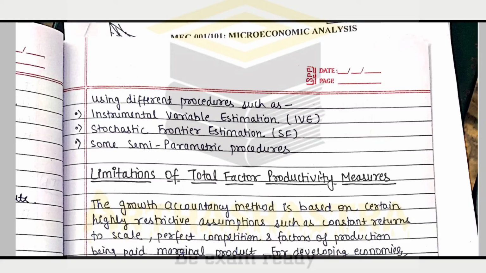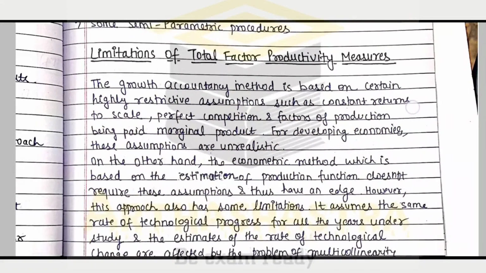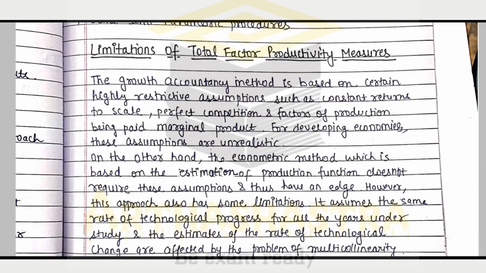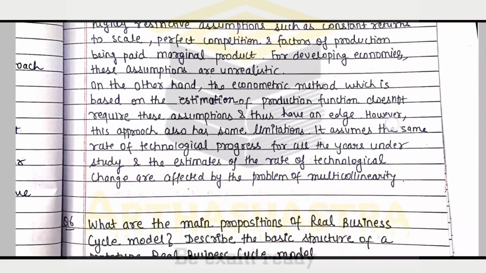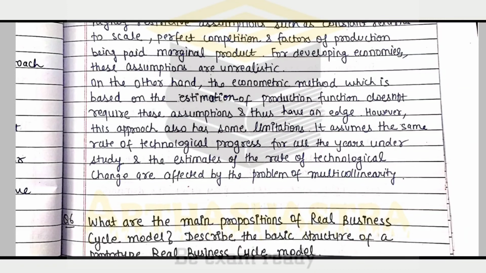and now we have written down the limitations of total factor productivity measures. Now we have seen three basic methods of measuring total factor productivity. So we are writing their general limitations, and here the question concludes.